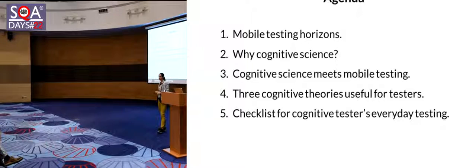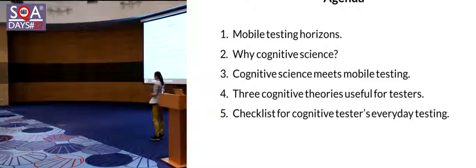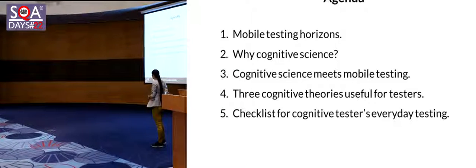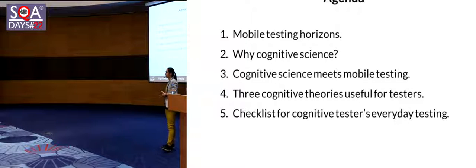So what I'm suggesting for today is that firstly we take a look at the mobile testing horizons, what it actually is, how I understand it, and how it could be understood in other words. Also, I'm not sure, is there anybody who knows what cognitive science is? Anyone? Great, there are some persons. So we can check if we understand it the same way.